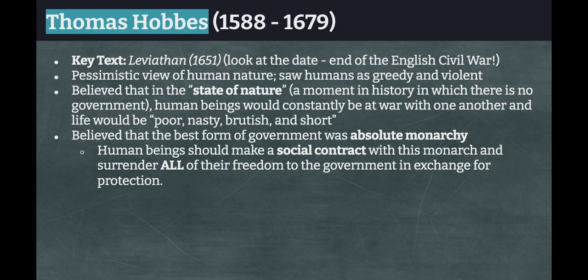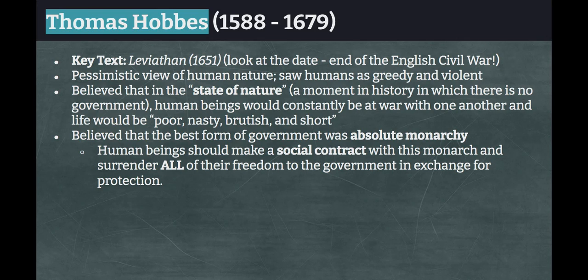And he believed that the solution to this problem, the best form of government, was actually an absolute monarchy. So he believed that human beings should make this social contract with this monarch and give up all of their freedom to the government in exchange for protection. You're like, hold up, you just told me that Enlightenment philosophers were all about liberty and freedom. Hobbes doesn't seem to be all about that. Well, that's going to change.